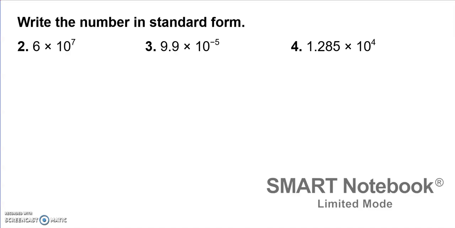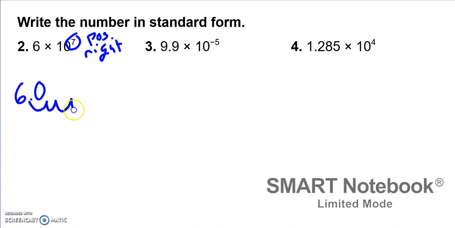So we have 6 times 10 to the 7th. I notice that 7 is positive. That's good. That means we're going to be moving it to the right. So we have 6, technically 6.0, and I need to move that decimal 7 spots to the right. So I go 1, 2, 3, 4, 5, 6, 7. And that's where my decimal is going to end up. Now we need to fill in some zeros here. We have 1, 2, 3, 4, 5, and 6. Notice how every swoop there's a 0 to it.